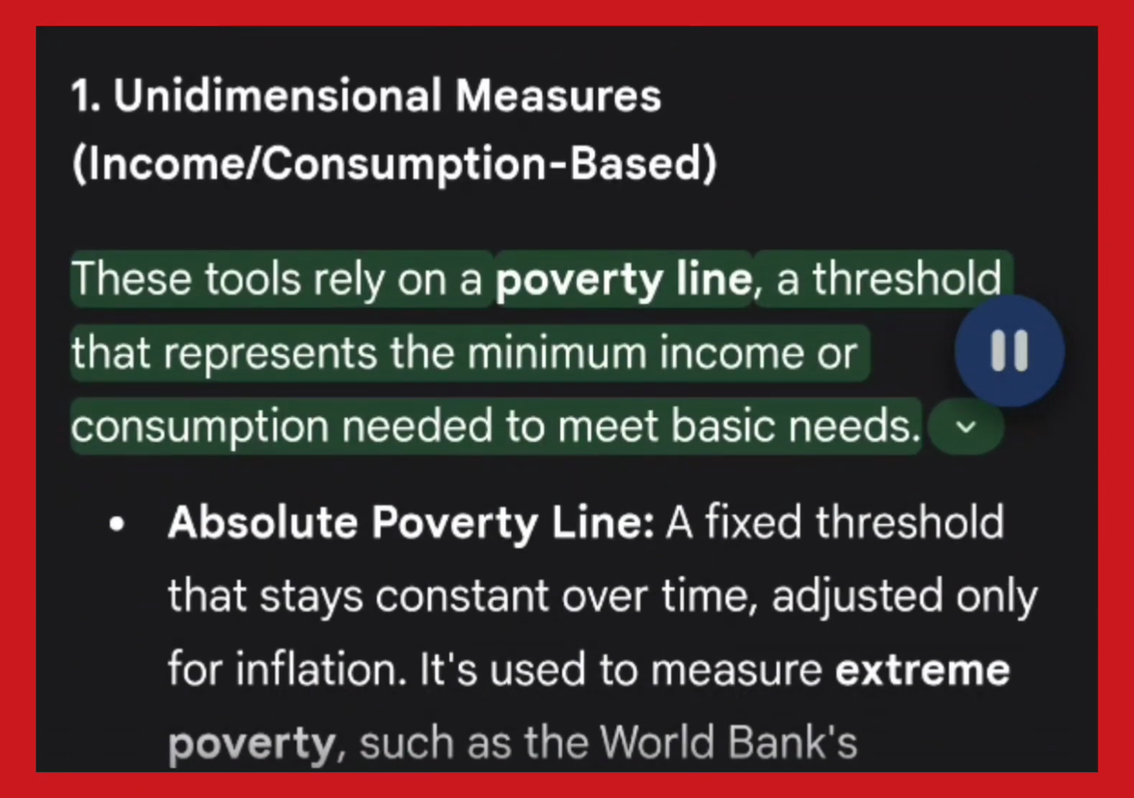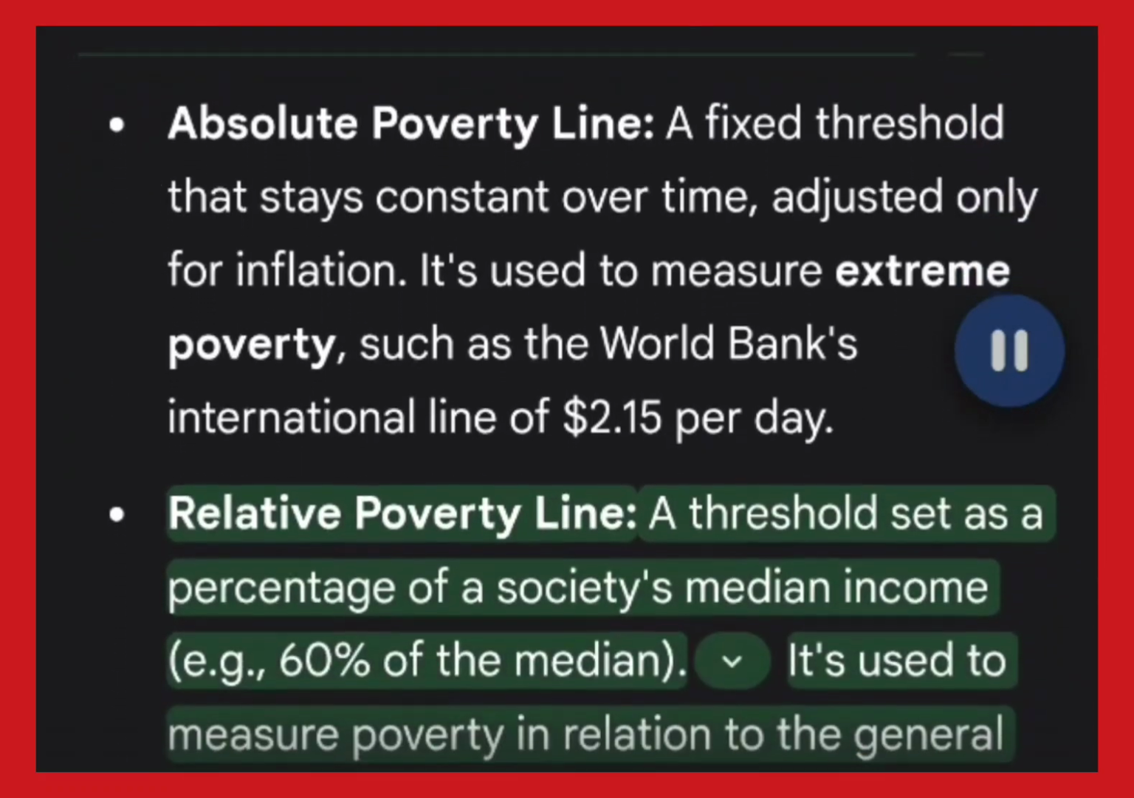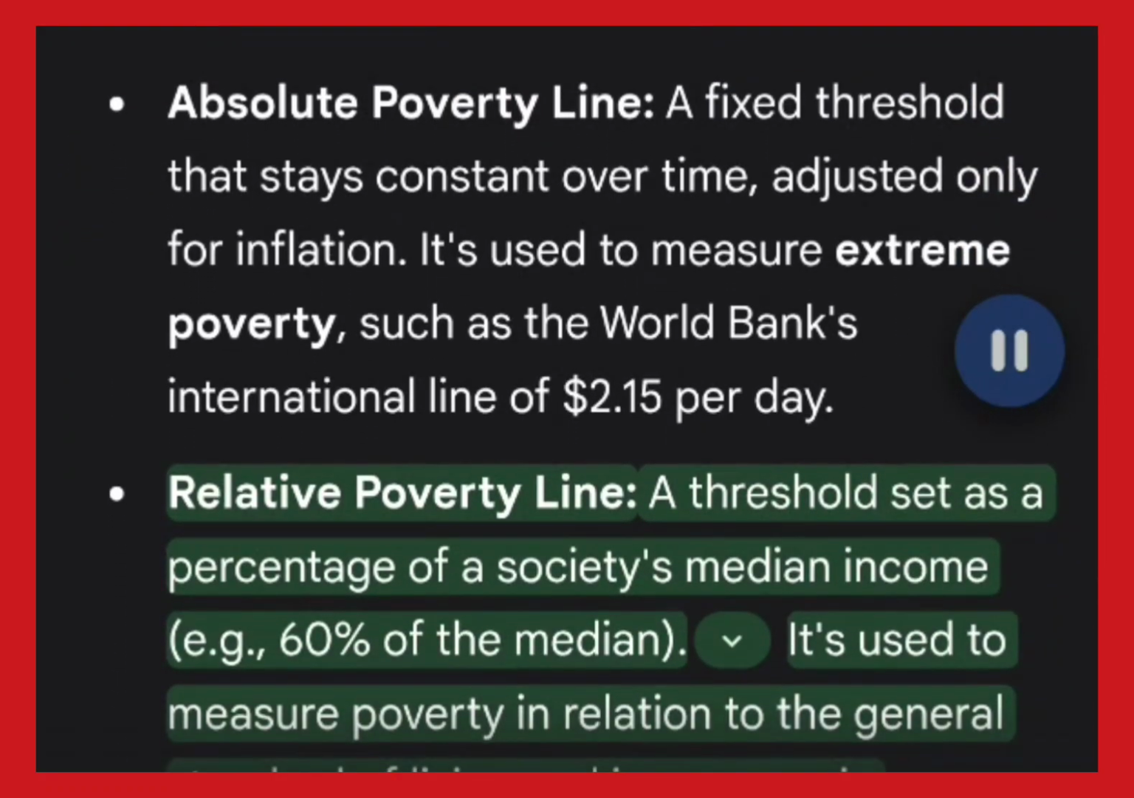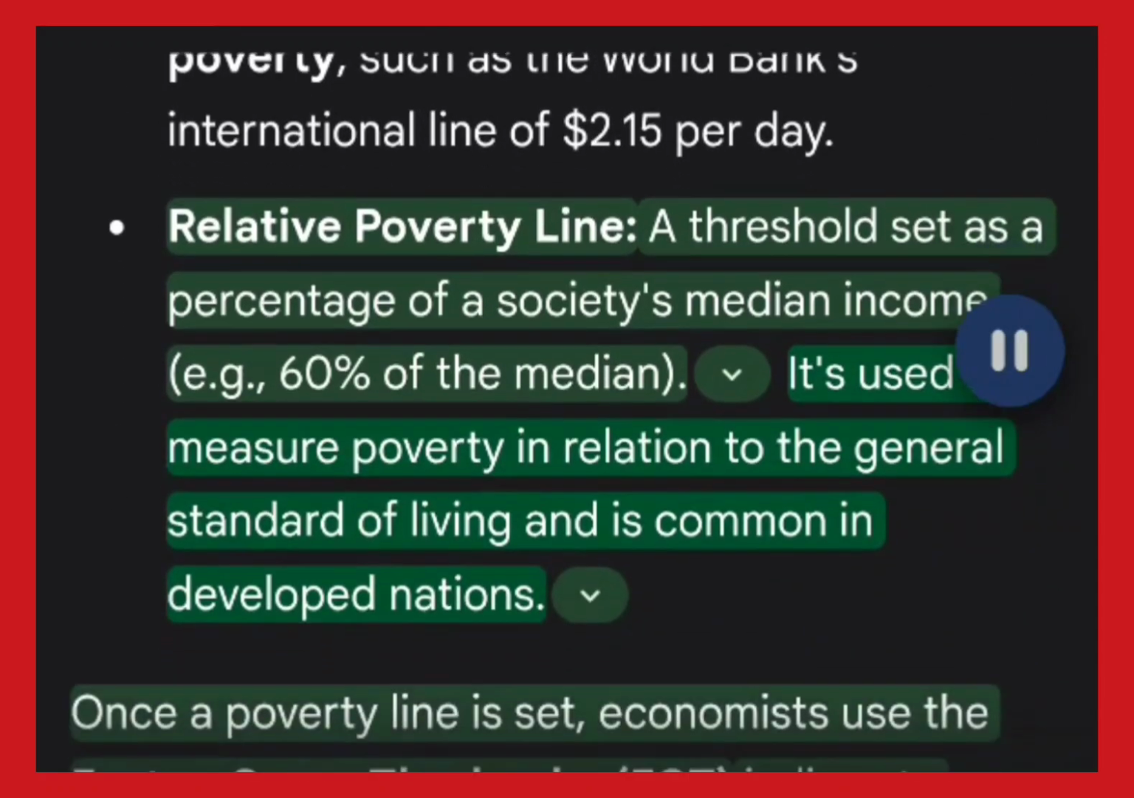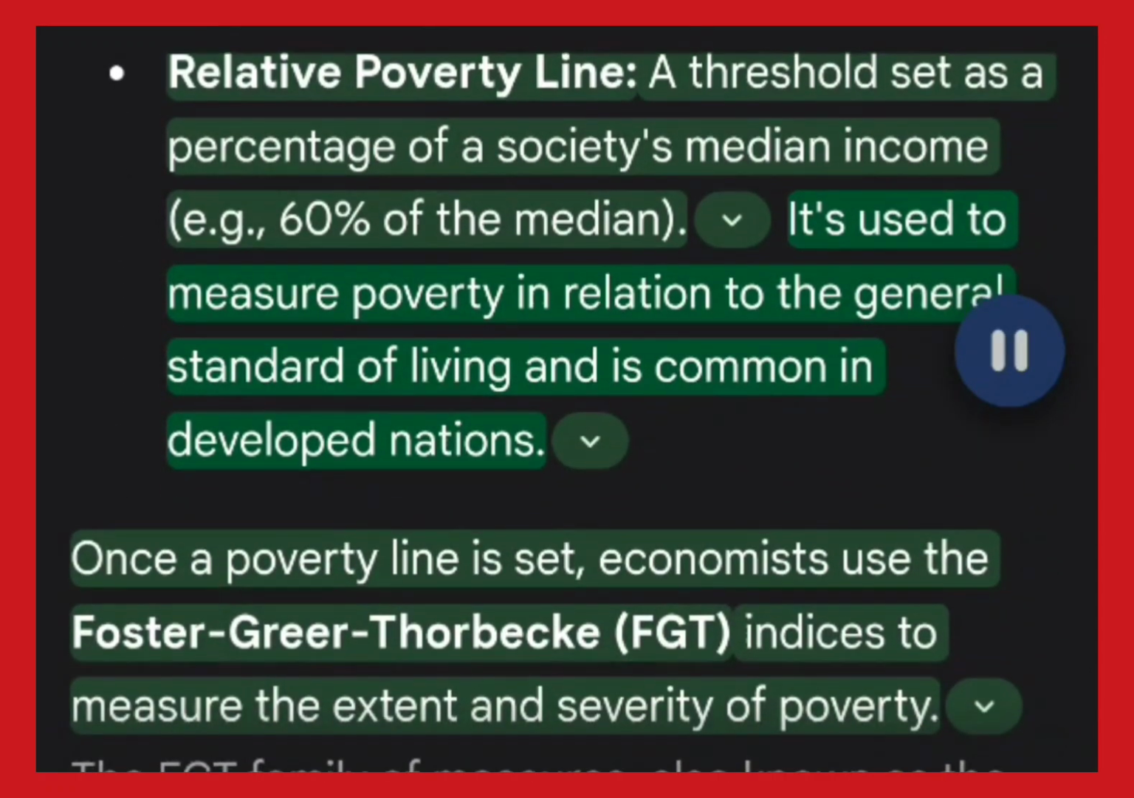These tools rely on a poverty line, a threshold that represents the minimum income or consumption needed to meet basic needs. Absolute poverty line: a fixed threshold that stays constant over time, adjusted only for inflation. It's used to measure extreme poverty, such as the World Bank's international line of $2.15 per day. Relative poverty line: a threshold set as a percentage of a society's median income, e.g., 60% of the median. It's used to measure poverty in relation to the general standard of living and is common in developed nations.